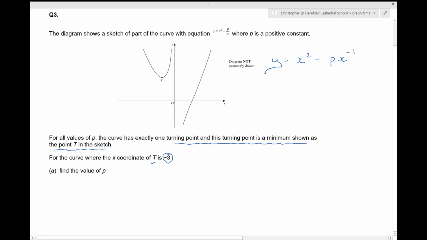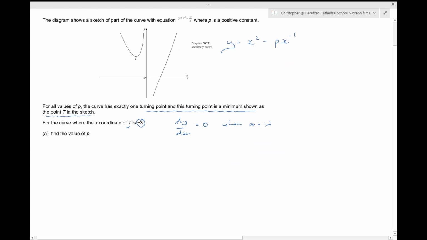p. Now, if the x-coordinate of the minimum is minus 3, then the differential, dy by dx, must equal 0 when x equals minus 3. So all I need to do is to find the differential and set p so that the differential equals 0 when x is minus 3. Let's start off by finding the differential of y.